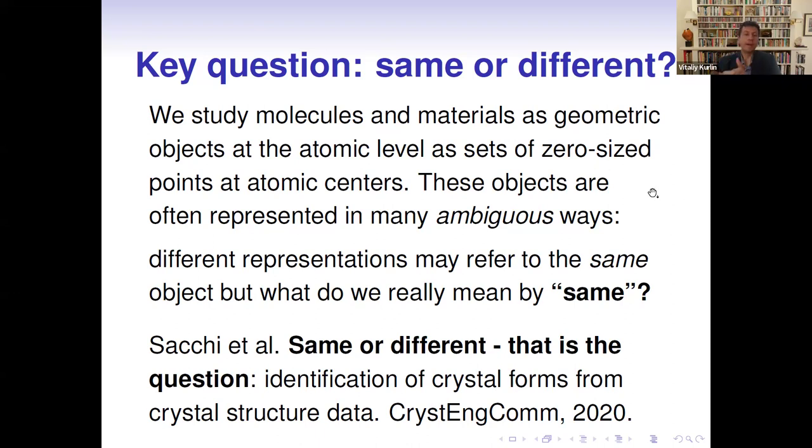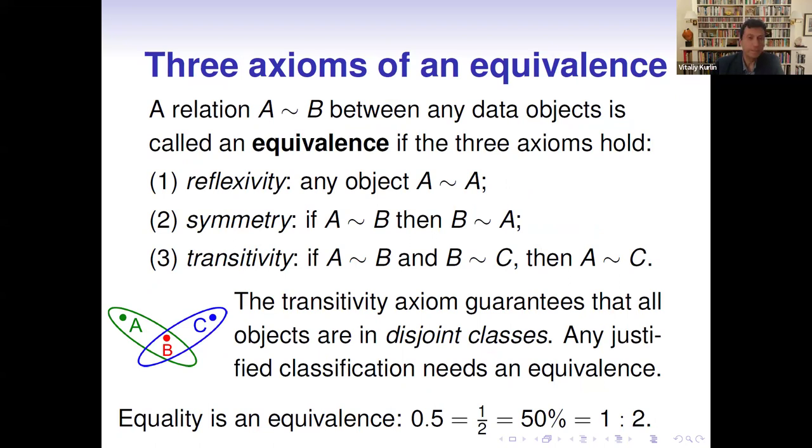Let me now remind you of the definition of an equivalence. We have discussed this concept previously in this PhD training. However, if you still have any questions, please ask. An equivalence is a relation, and a relation could satisfy these axioms of an equivalence, or it may not. If these axioms are satisfied, then we call this binary relation an equivalence. These axioms, reflexivity, symmetry, and transitivity, are really important, especially transitivity, because they guarantee that our classification is well-defined. It's not fuzzy, it's a rigorous, well-defined classification.